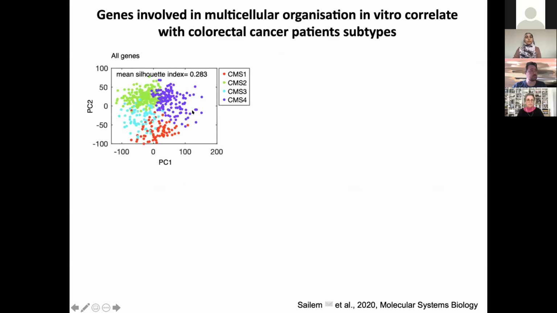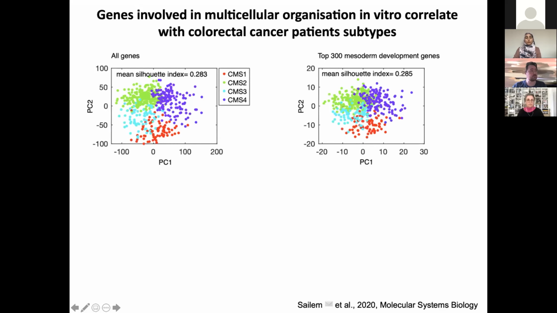So I wanted to validate this a bit more. I'm not getting into the details, but just to give you the big picture. I used gene expression data from colorectal cancer patients, and you can see here the different molecular subtypes based on all genes in PCA space. If I used the top predicted mesoderm development genes, so around 300, it also recapitulates these molecular subtypes, indicating that these genes are relevant to cancer progression.